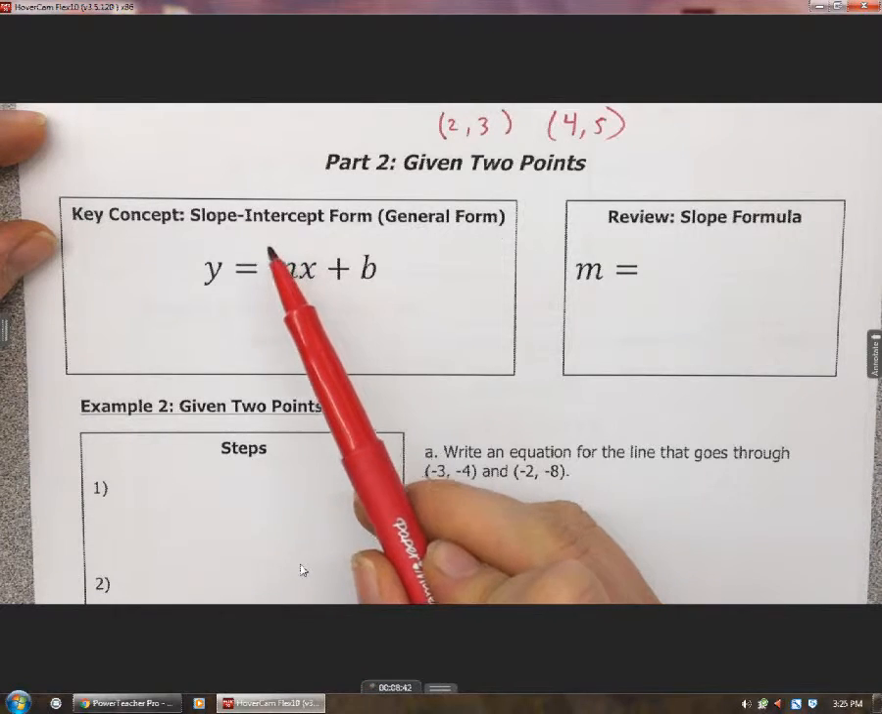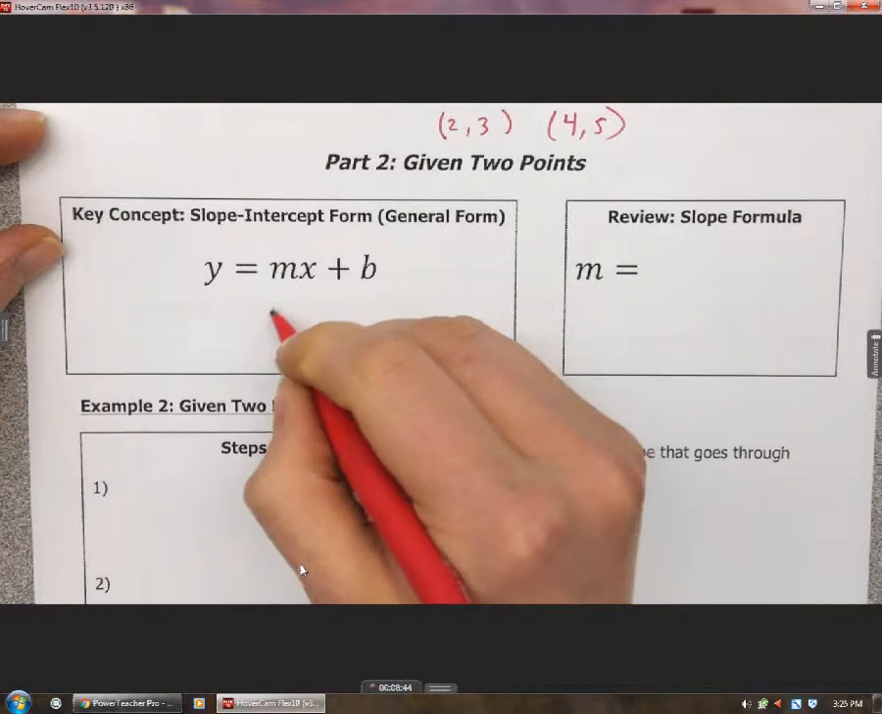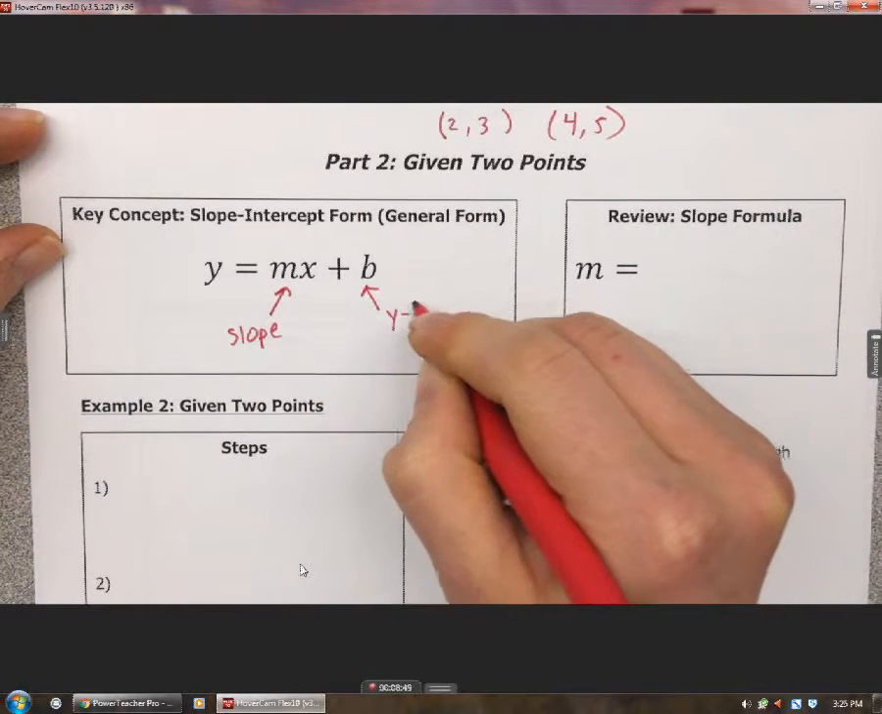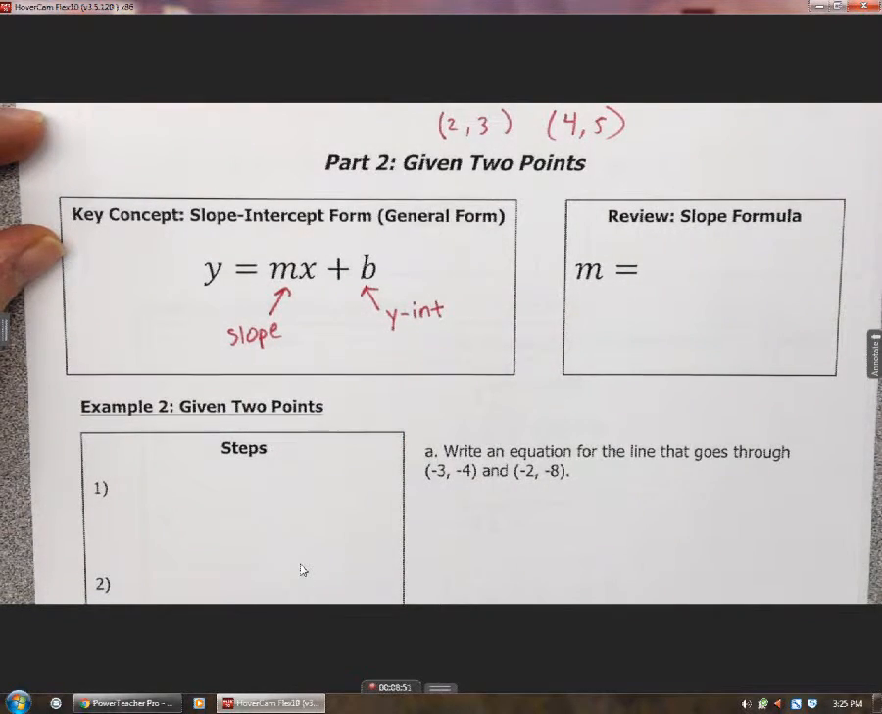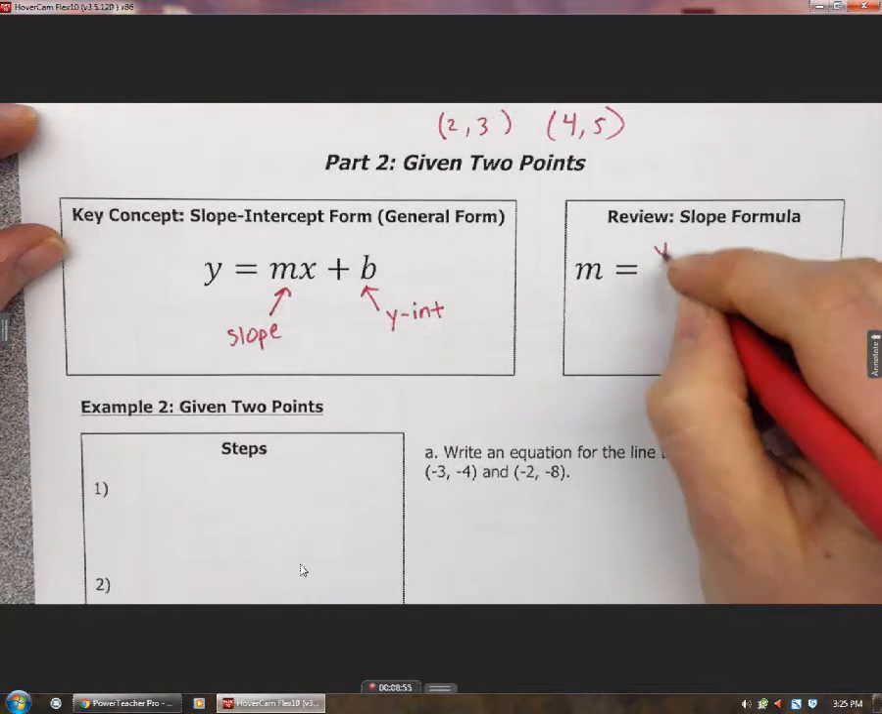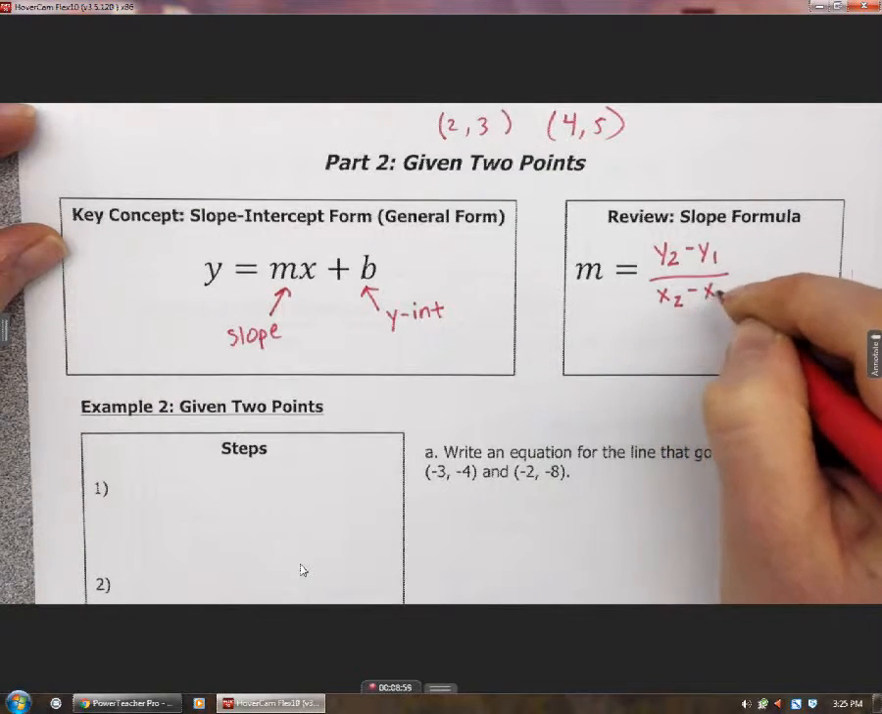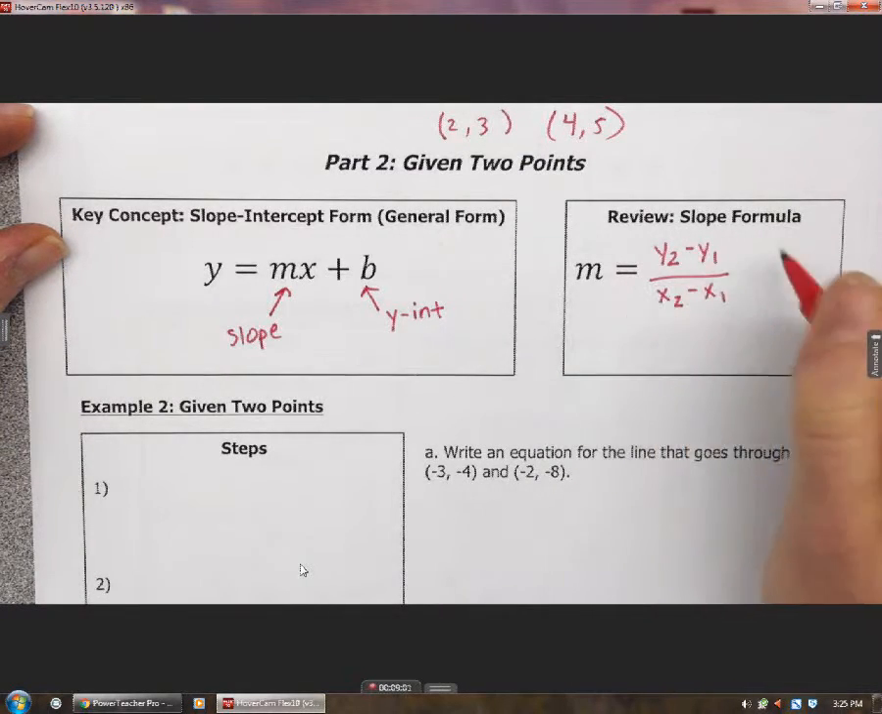Hey, look, I even wrote on here again. This is part 2 of your notes. Slope-intercept form. M is the slope. B is the y-intercept. You don't have to write this again if you already have it. I'm just really trying to be redundant. M is y2 minus y1 over x2 minus x1. This really is going to be key.